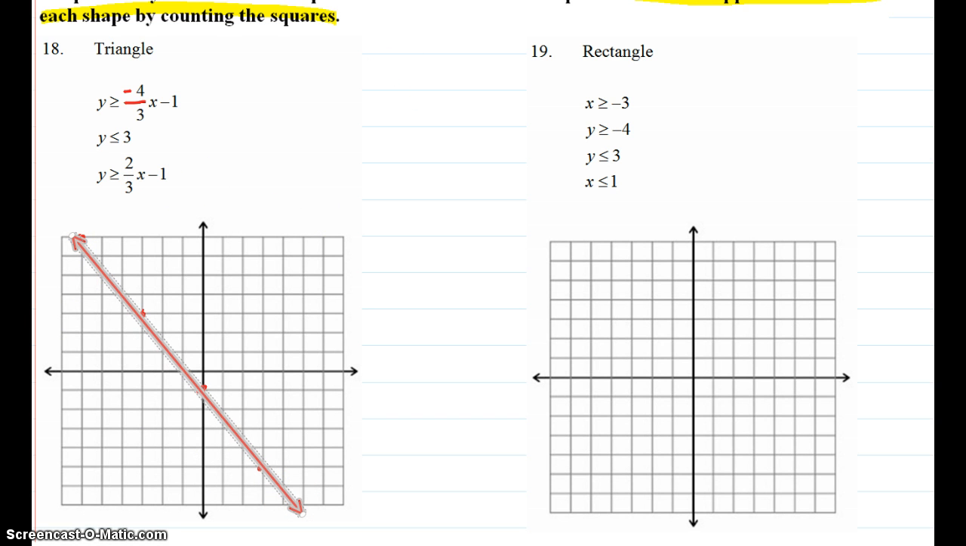And now we can graph the other one. When it's y less than or equal to 3, that's going to be a horizontal line at 3. So go up to 3. It's just a line that goes straight across. And it has a line underneath it, so it's going to be a solid line.